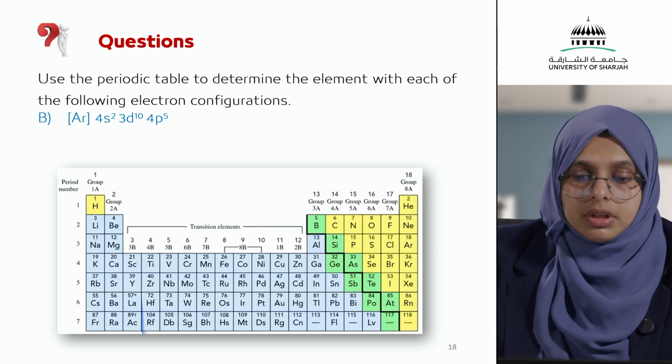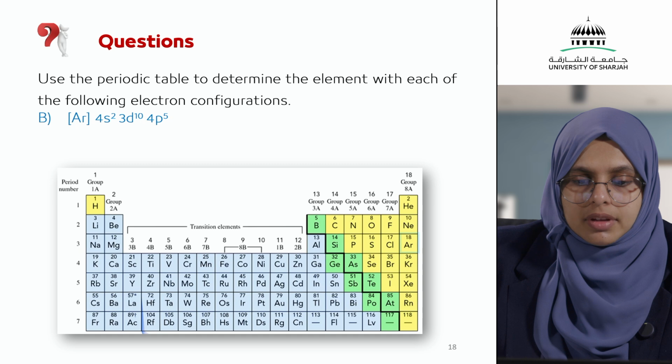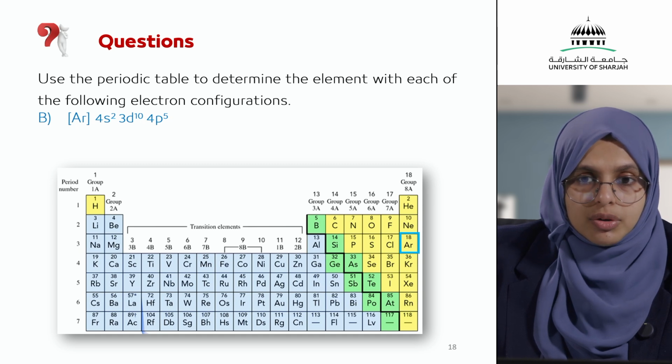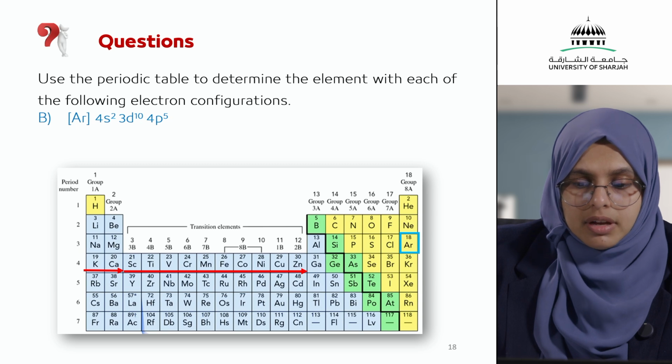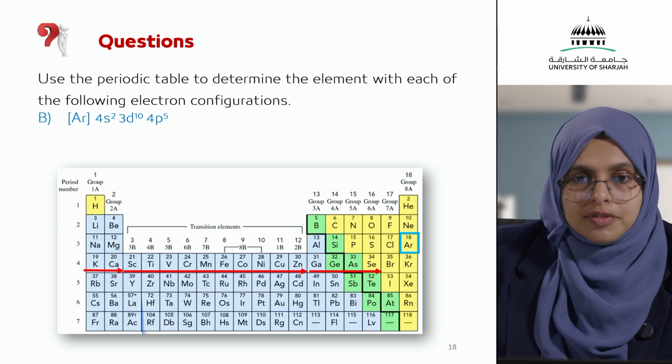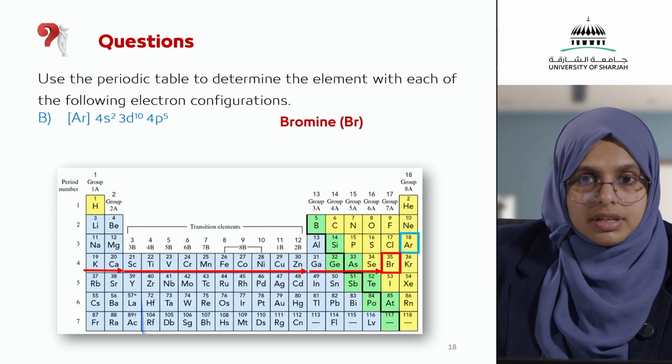In the second example, we have an abbreviated electronic configuration, which is argon 4s2, 3d10, 4p5. First is the electronic configuration of the noble gas. Then the sublevels have been filled in order going across each period. There are 5 electrons in the 4p sublevel, and the fifth element in the 4p block is bromine. So the element here is bromine.